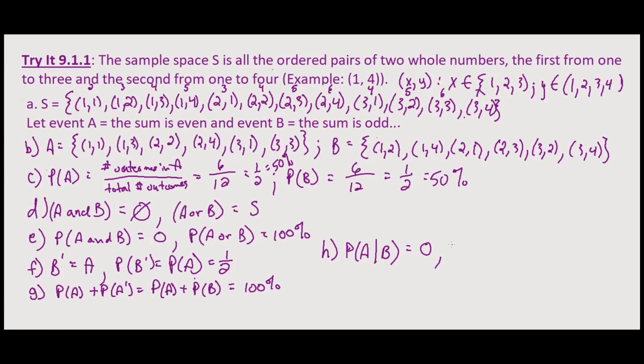And likewise, the probability of B given A equals 0, because if we have one of these combinations that's in event A, we're not going to have any combination in event B. There's no overlap. So yes, they're the same. And it's because A and B are complements.